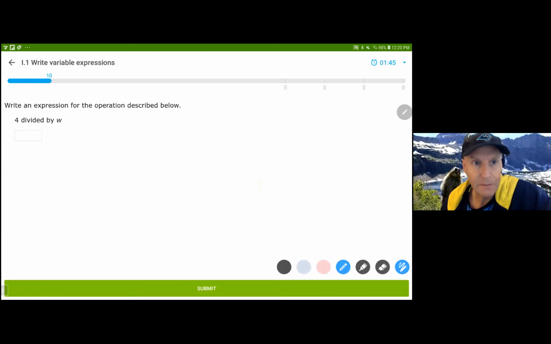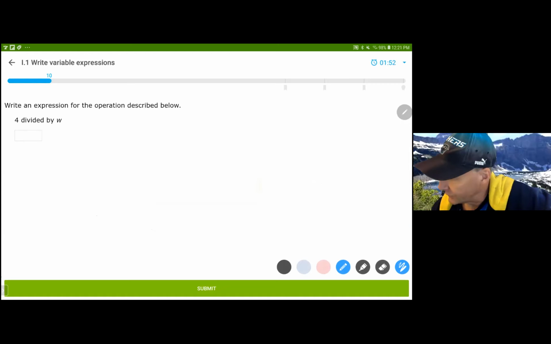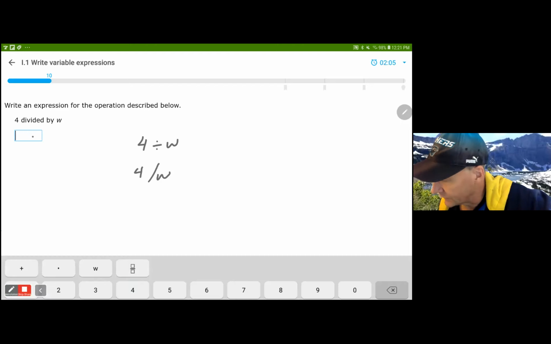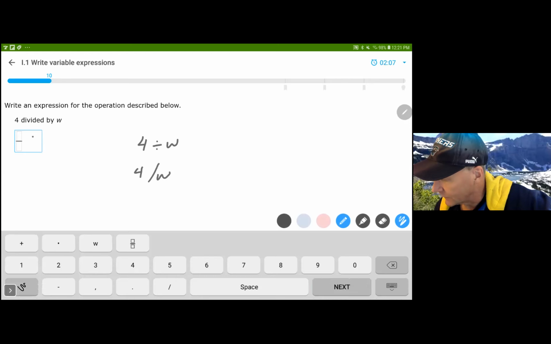D divided by W. This is W over 4. 4 over W. 4 divided by W. Now, some people are going to want to write this. Not a good idea. Again, I don't recommend this one. I recommend using, good question in here. Here we go. This one, 4 divided by W.